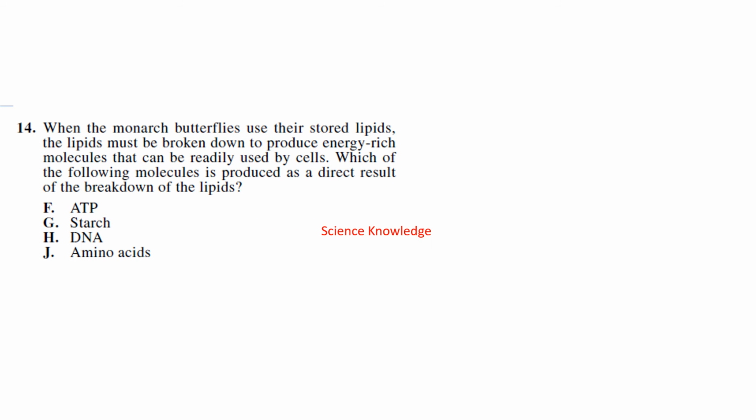When monarch butterflies use their stored lipids, the lipids must be broken down to produce energy-rich molecules that can be readily used by cells. Which of the following molecules is produced as a direct result of the breakdown of lipids? This is a science knowledge question that you either know or you don't know, and so the answer is ATP. You're going to have somewhere between 2 and 4 questions either about science knowledge or science process on the test.